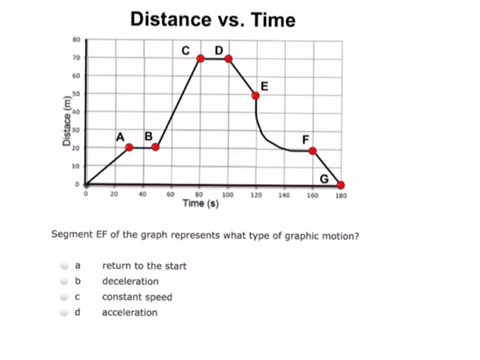This question says segment EF, which is right here, of the graph represents what type of graphic motion? So E to F, the one thing that we can see is that distance is changing. We have a curved line, so we know that it can't be anything constant or steady. So I'm going to cross that off.